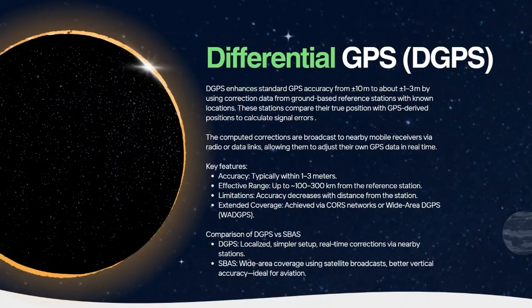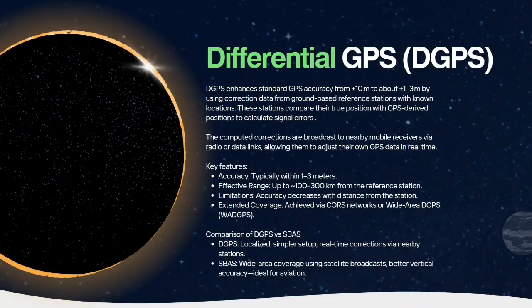Next is Differential GPS, or DGPS. DGPS enhances standard GPS accuracy from plus or minus 10 meters to about plus or minus 1 to 3 meters by using correction data from a ground-based reference station with a known location. The station compares its true position with the GPS-derived position to calculate signal error. The computed corrections are broadcast to nearby mobile receivers via radio or data links, allowing them to adjust their own GPS data in real time.